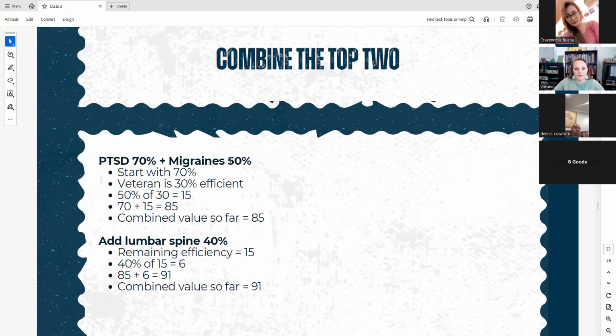Again, migraines plus depression or PTSD. So you start with a 70, veteran is 30% efficient. 50% of 30 is 15. Now we combine those, you have 85, it's going to get rounded up to 90. Add the lumbar spine at 40%. So the remaining 15%, 40% of 15% is 6. So now we have 85 plus that 6 is 91. We're still rounded, getting paid at 90%.